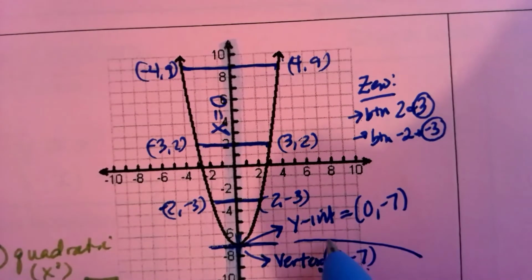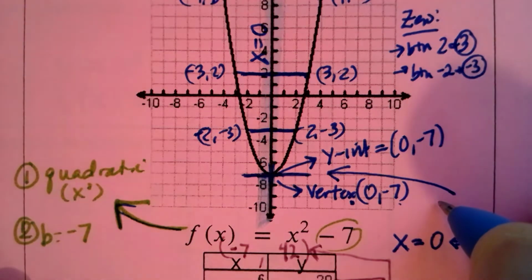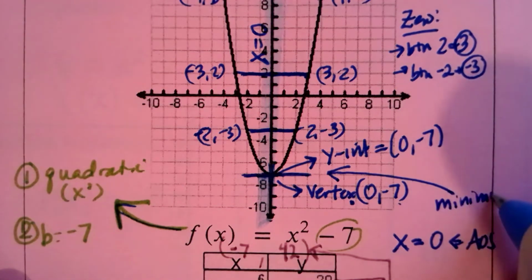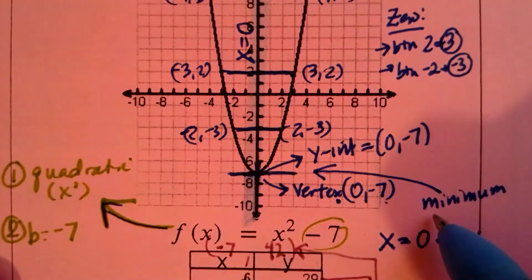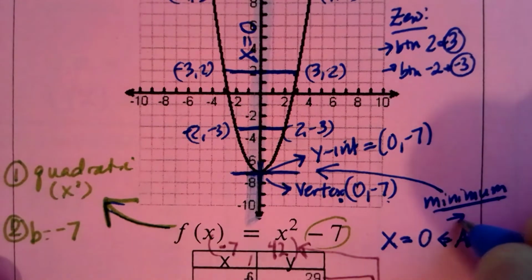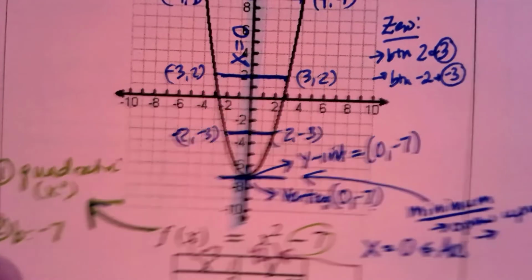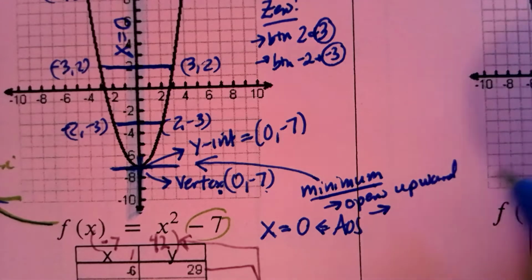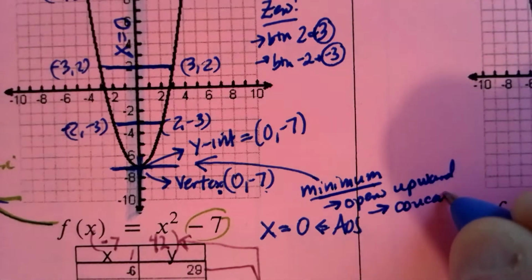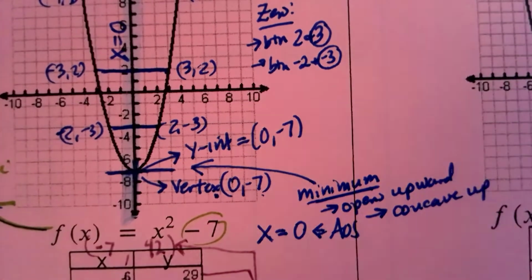You see how the vertex is the lowest point we get to? That means this graph has a minimum. It has a minimum, which means it has a lowest value. Okay? And what that also means is that it opens upward. We also call that concave up. I know that's crazy, but I've seen it referred to that way. I'm just giving you every way I can think of.